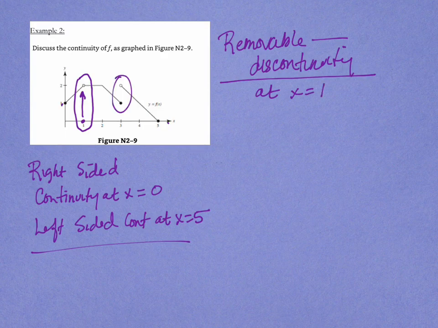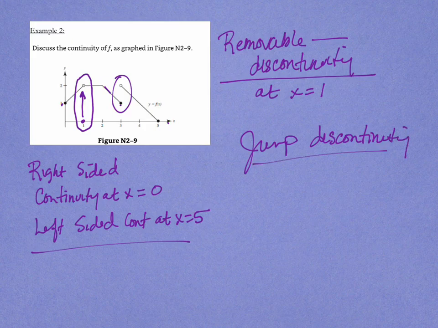And then this discontinuity is called jump. So you can see the graph stops and then starts up higher. And so it's not like just a hole. So that's called jump discontinuity. Okay, so infinite and jump are non-removable. Sometimes it asks which ones are non-removable. All right, that's example 2.